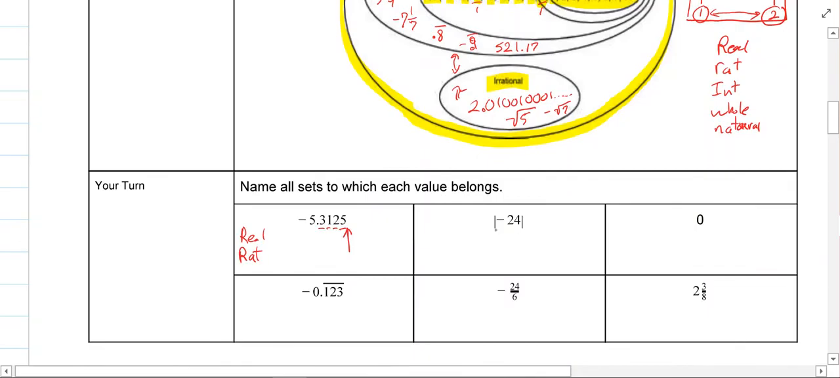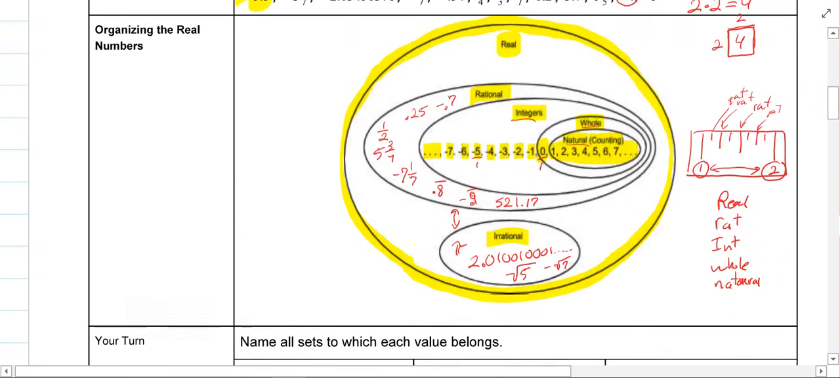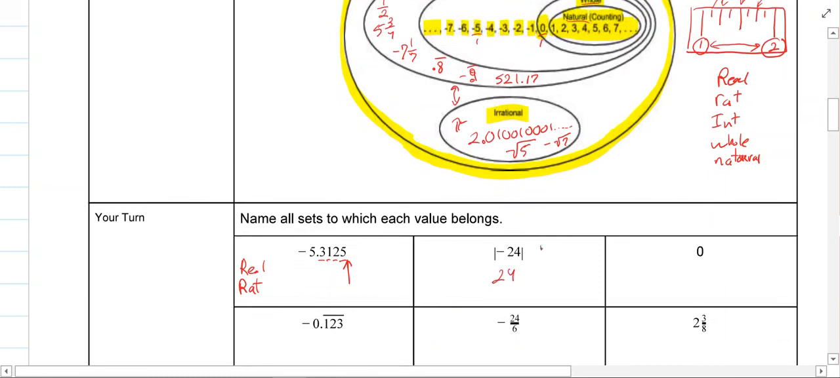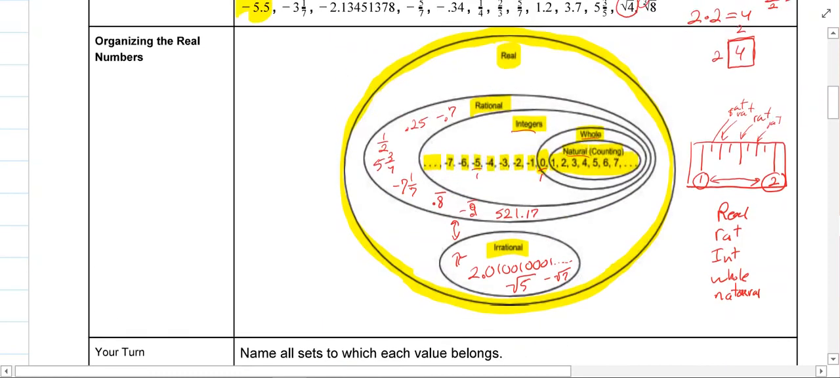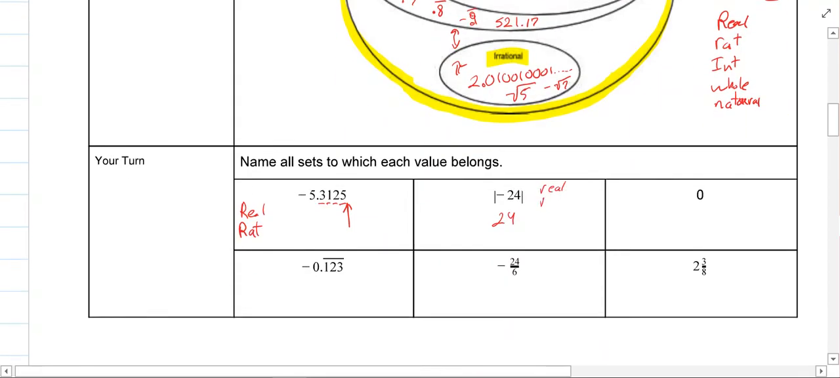Let's go for this one. You know these, the absolute value bars. What is the absolute value of -24? It is 24. Okay, well, what is 24? Let's look up here. Well, it's a real number, that's for sure. It's down in this bubble right here. 7, 8, 9, all the way up to 24. So it's a natural, it's whole, it's an integer, and it's rational. Okay, so it's real, it's an integer, because it's positive, regular number. It's a whole number, and it is a natural number. I'll put nat for natural.